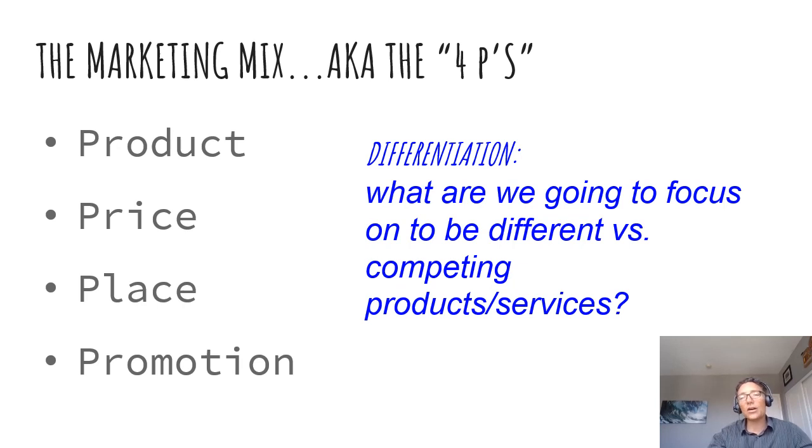Place is how do you get your product from the original producer of that product to the final consumers? Are there retail stores? Is it sold only online? Is it sold door to door? There's a variety of these place options, which are also called channels of distribution.